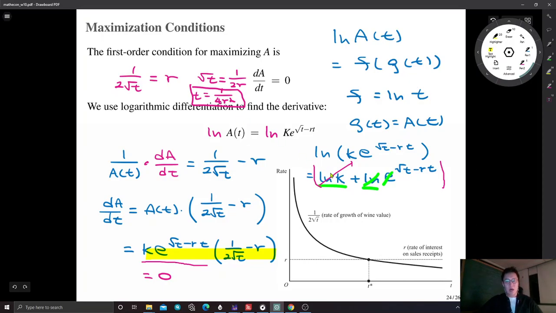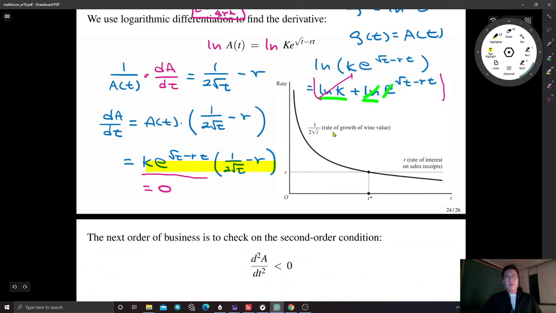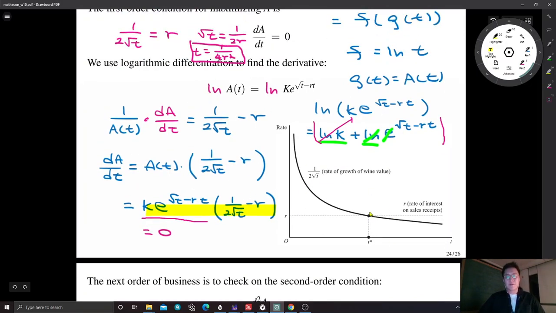Right. So here, this diagram shows the determination of the critical point. So this curve is the graph of 1 over 2 square root of t. Okay. So the critical point t star is determined at the intersection where this curve meets the horizontal line r. Okay. So the critical point t star is determined by this equation. Right. So if we think about the intuition, why is the critical point determined at this point?